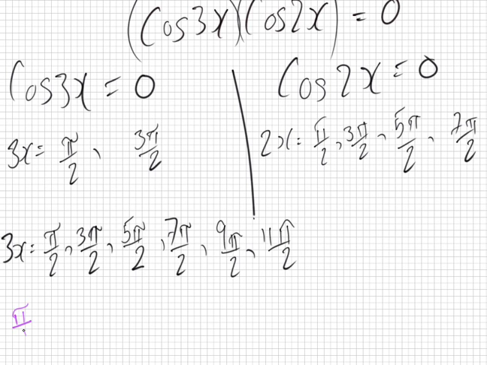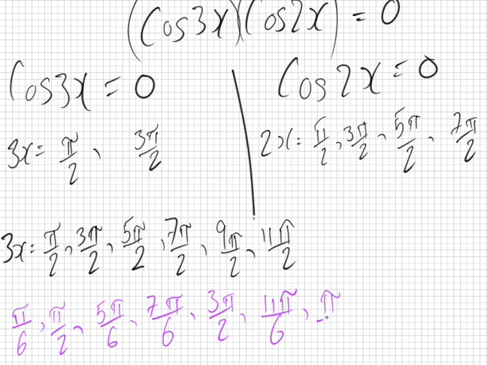My answers are pi over 6, pi over 2, 5 pi over 6, 7 pi over 6, 3 pi over 2, 11 pi over 6, pi over 4, 3 pi over 4, 5 pi over 4, and 7 pi over 4. Those are the 10 answers for the original equation where x is between 0 and 2 pi.